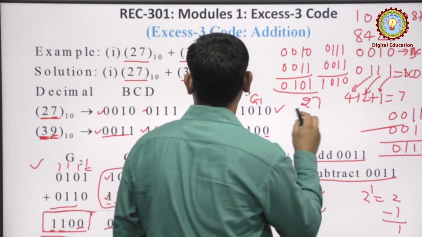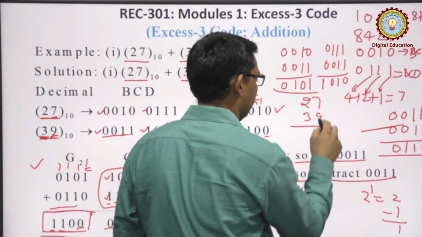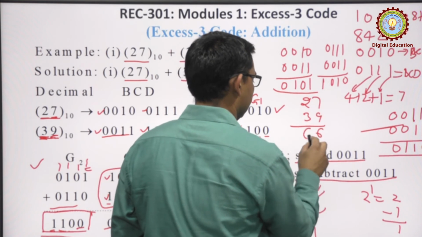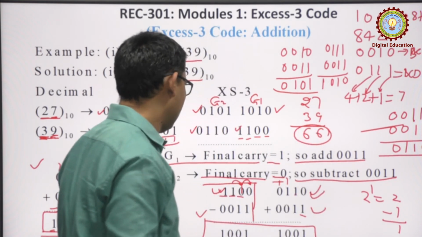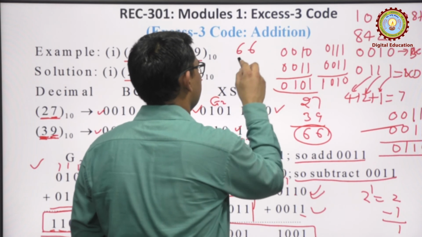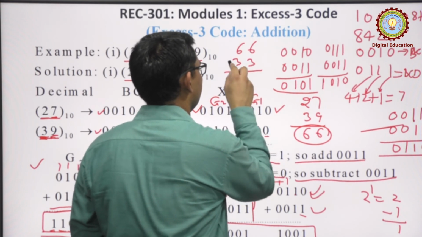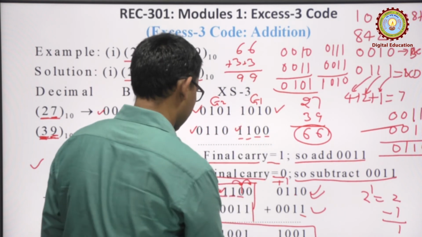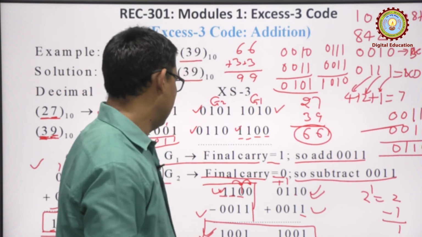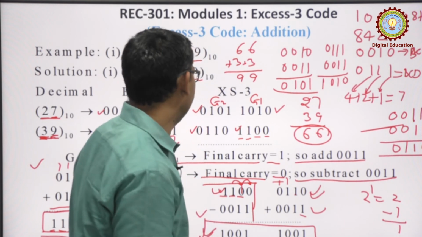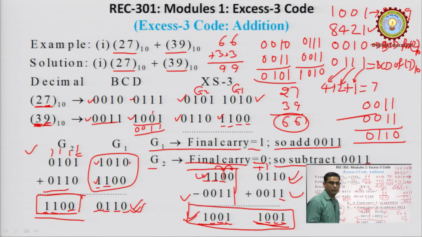27 and 39 we will add in the decimal number system. So, 6 plus 6 is 6, 6, 66. Okay. So, if we add 3 in both the numbers, what we will get is 66 plus 3, so we get 9. Okay. From here we can see this is the XS3 code of 9, and this is also the XS3 code of 9. It means our answer is correct. Okay.